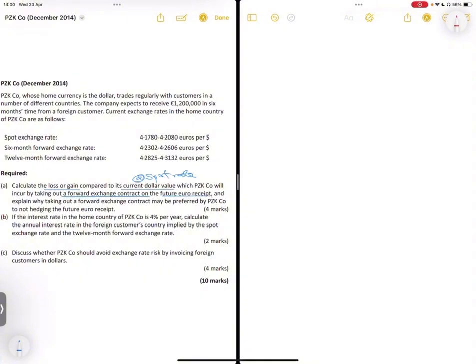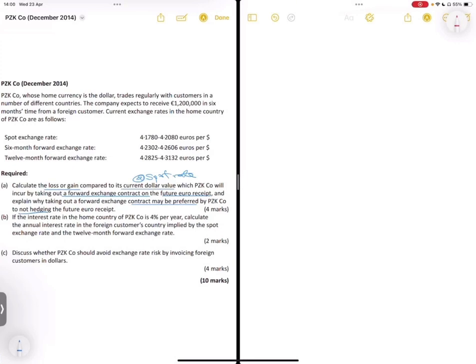So which means we're going to compare the forward with the spot rate and explain why taking out a forward exchange contract may be preferred by PZK. So we need to explain why it may be preferred, rather than not hedging. So we need to look into that.